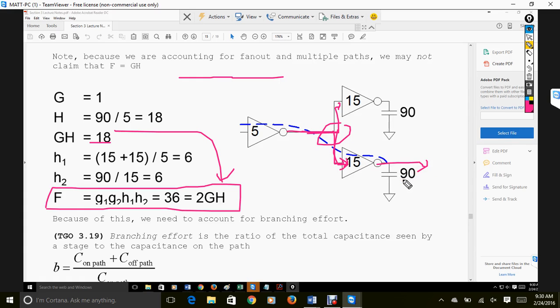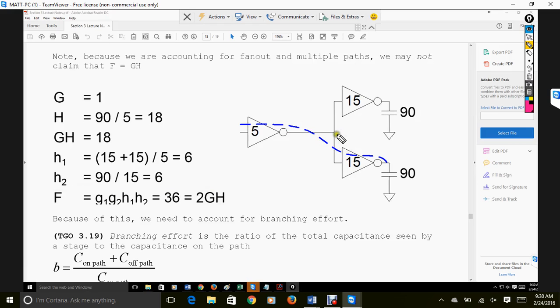Actually, the previous 3 problems. So what we're going to do is we now have to worry about this scenario. So we're going to worry about something called branching effort. Now, before we get into branching effort, does anybody have any questions on what we've done so far about path effort and path logical effort and path electrical effort?